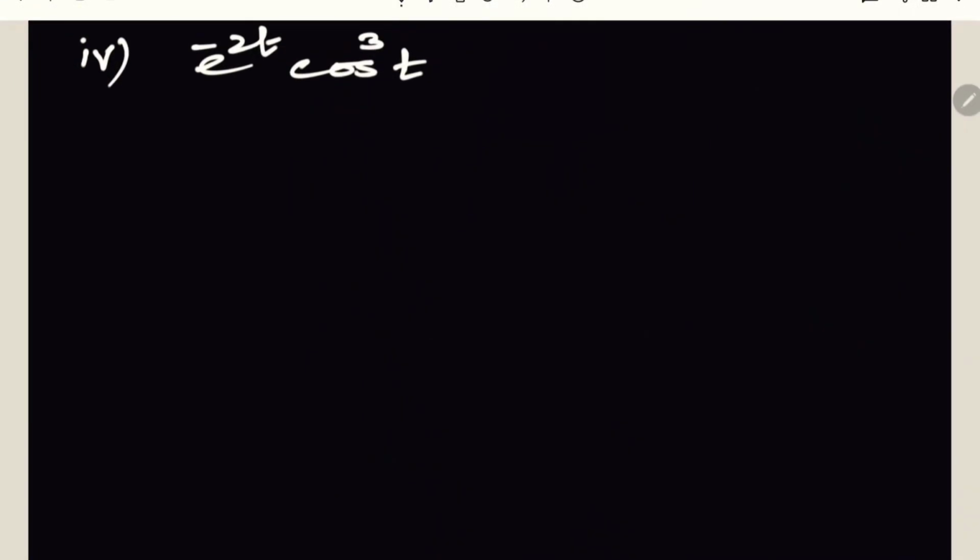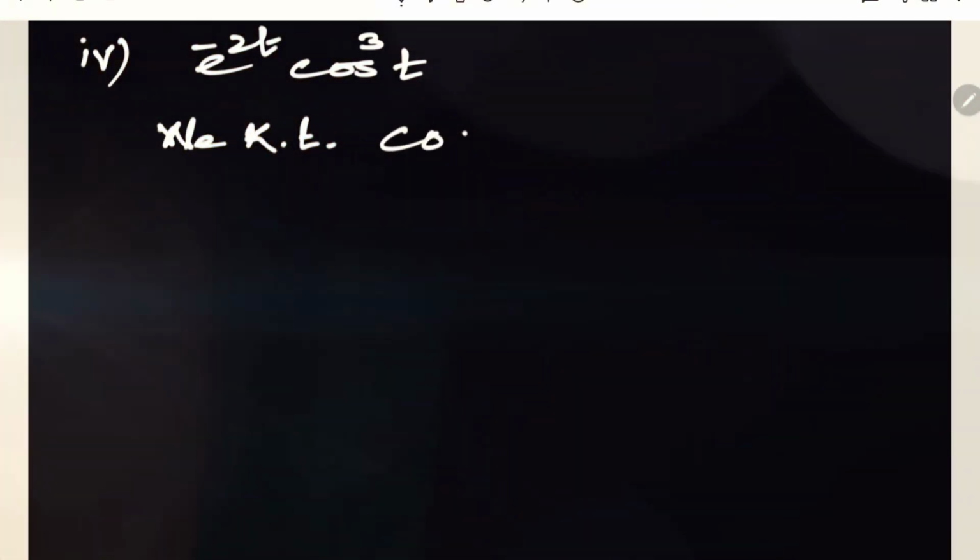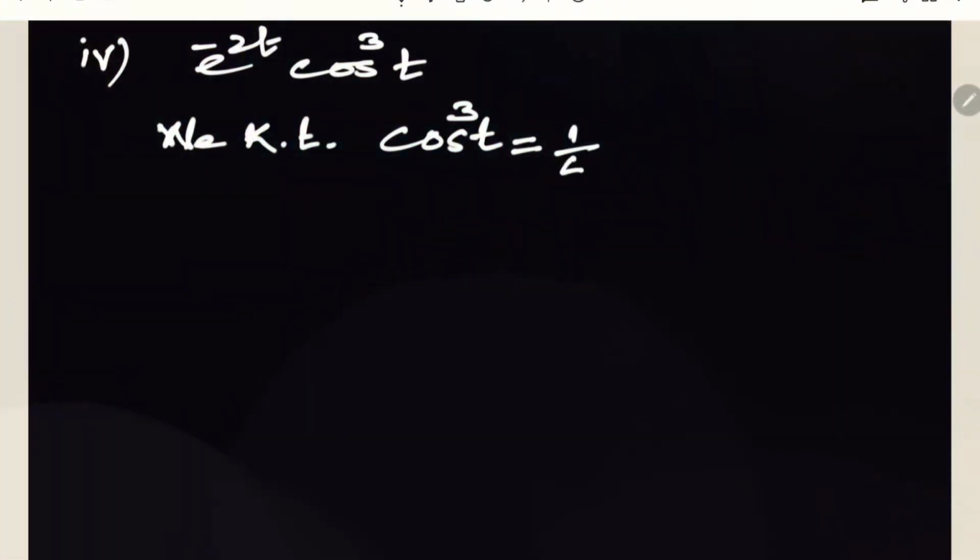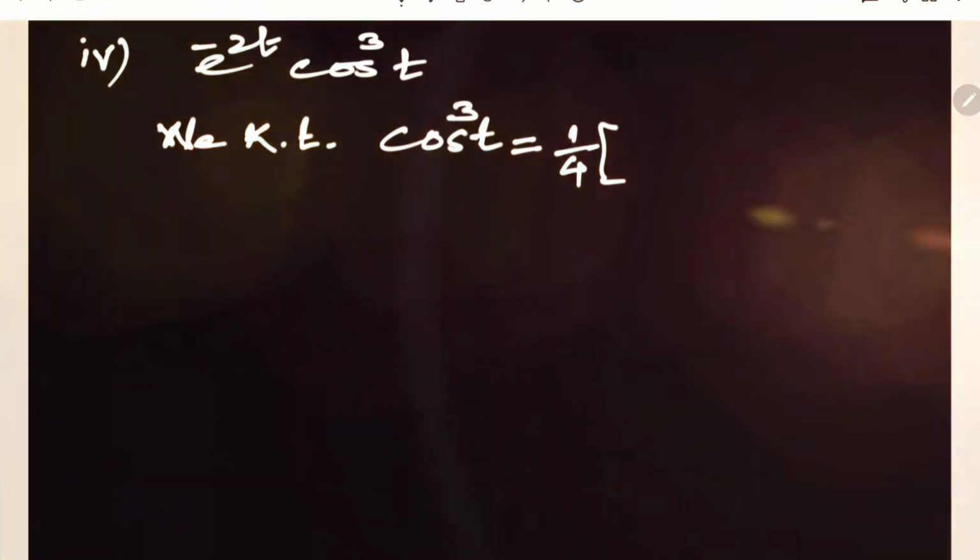Then fourth, e raised to minus 2t into cos cube t. Therefore we consider the function as cos cube t, whose Laplace is not a standard result. Therefore we have to rewrite that cos cube t by trigonometric result as 1 by 4 into 3 cos t plus cos of 3t.